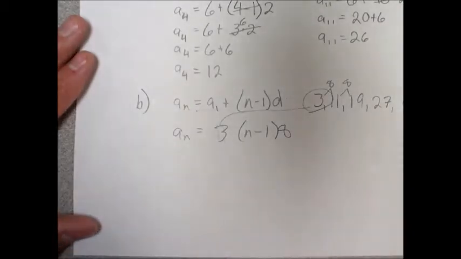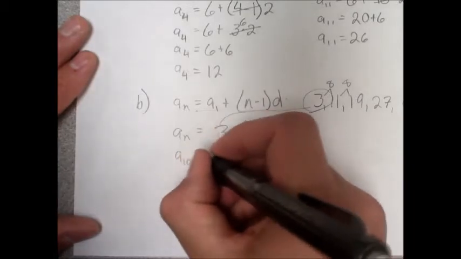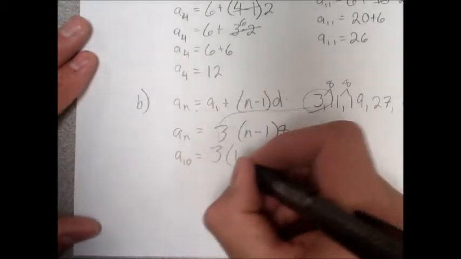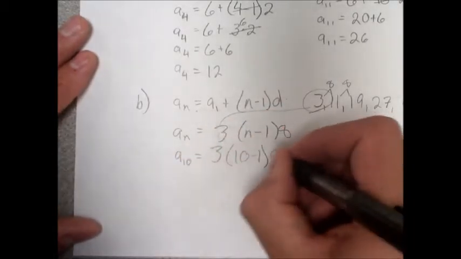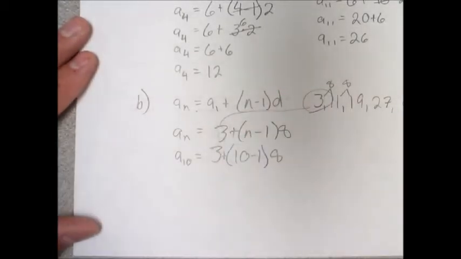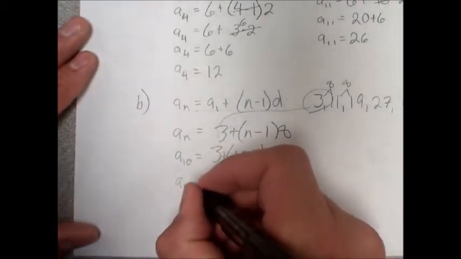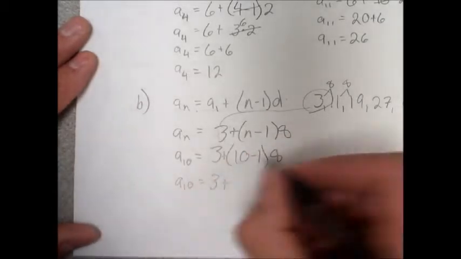Now I need to answer the question. It says find the 10th term in the sequence. So I'm going to find the 10th term, and I'm just going to plug in everything that I know now. 10 minus 1 multiplied by 8. Oops, sorry, I forgot to put a plus sign there. So now I just start to follow through with order of operations. So 10 minus 1?